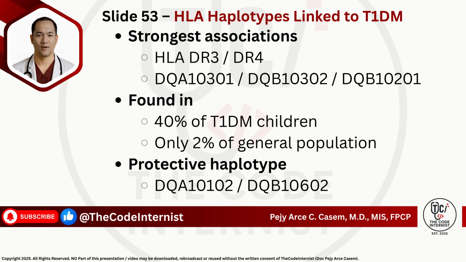Most children with type 1 diabetes carry specific HLA haplotypes, especially DR3 and DR4, and more specifically DQA1 and DQB1 variants. These genetic markers are seen in about 40% of kids with type 1 DM, compared to just 2% of those without it. Interestingly, there are also protective genes, like DQB1*0602, that make developing type 1 DM extremely rare.